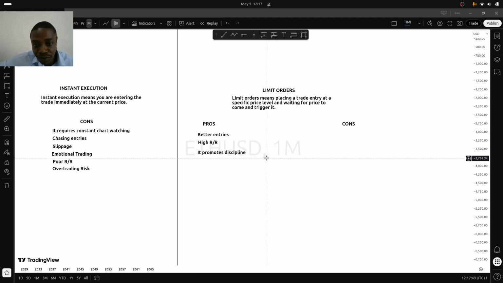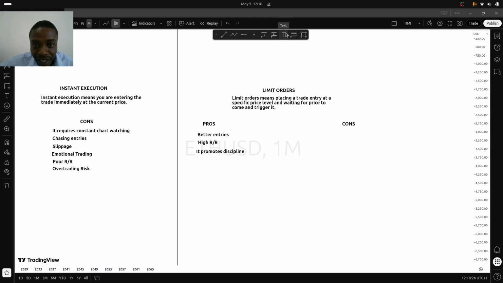Another pro that I've noticed is that it promotes discipline. Now this applies to most of the newbies, these new traders that are coming up. If you know that you are just starting your journey, limit orders will help to promote your discipline because you are not overthinking. Your brain is not thinking about a whole lot of things. You are already fixated on what you want to do in the market. You've seen your entry, your order block, wherever you take your entries from, and you've planned the trade. So it will promote your discipline, right?